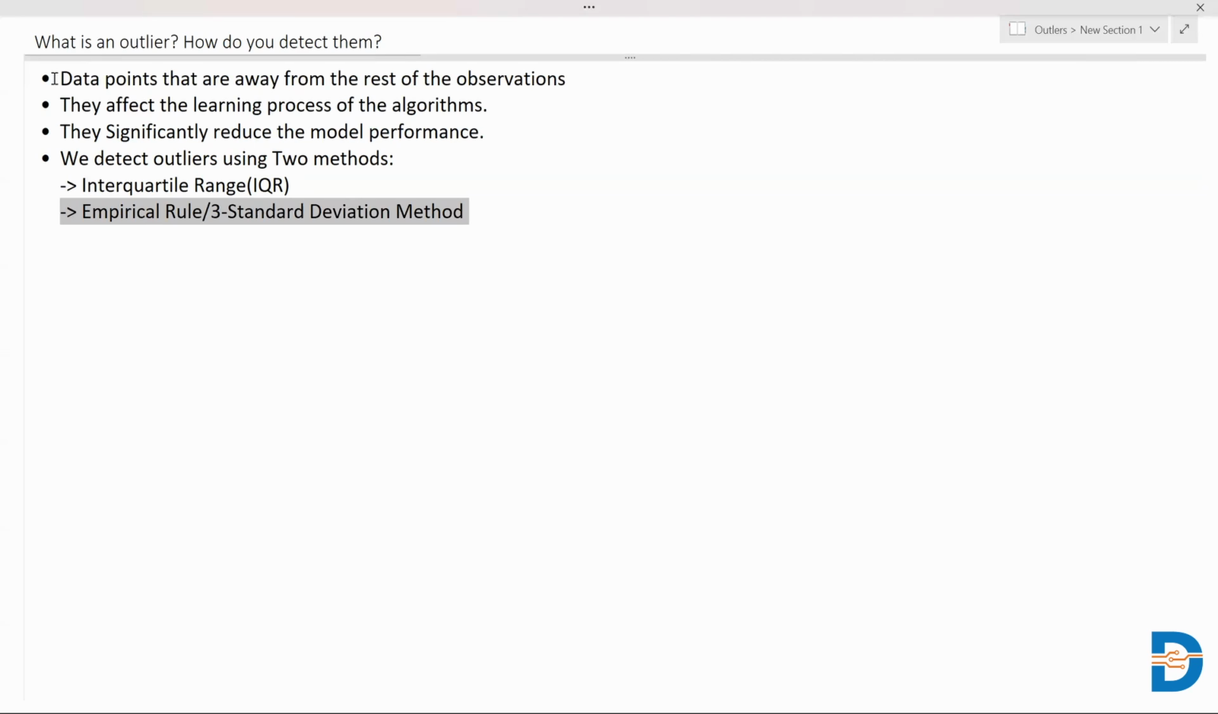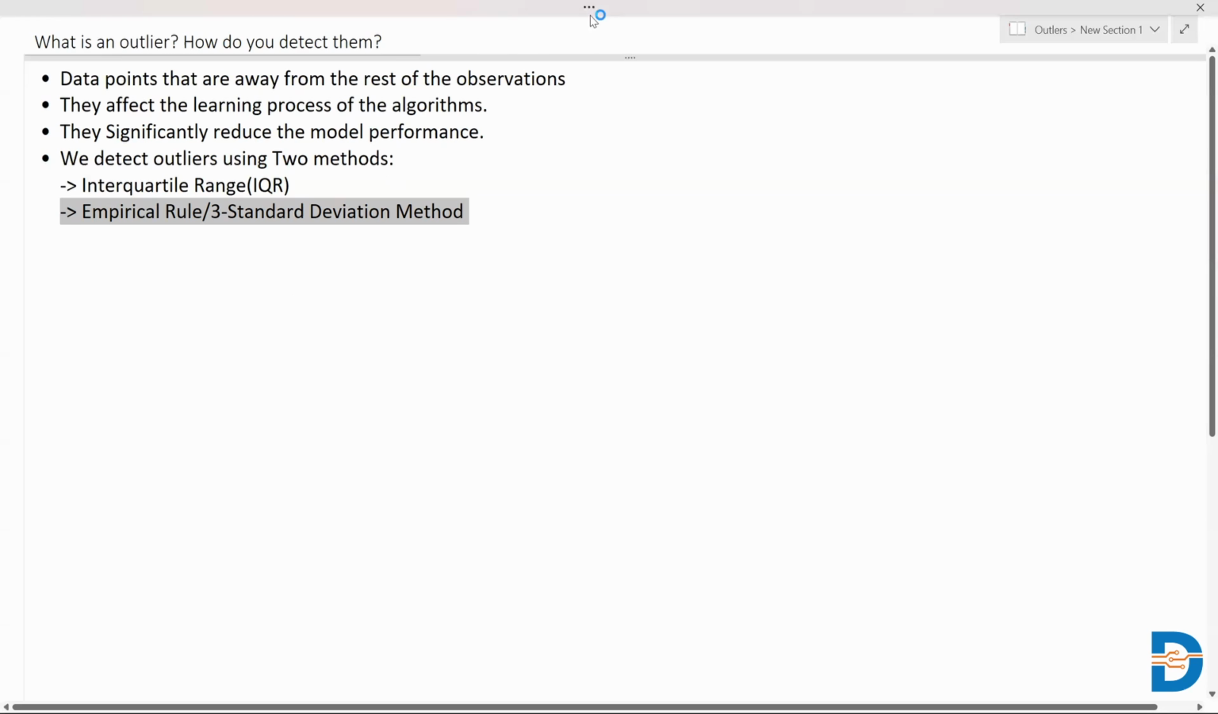Similarly, for the empirical rule, we generally consider this for a normal distribution. If your distribution is normal, we use the empirical rule, where the data is distributed within three standard deviations from the mean. If your data points are away from three standard deviations, either on the positive side or on the negative side, we call those data points outliers. So these two methods are the best ways to identify the outliers.